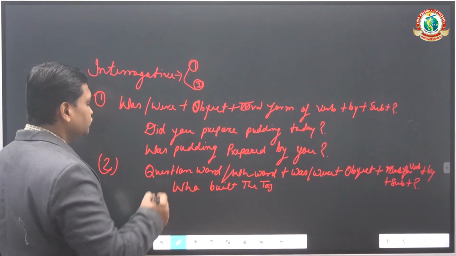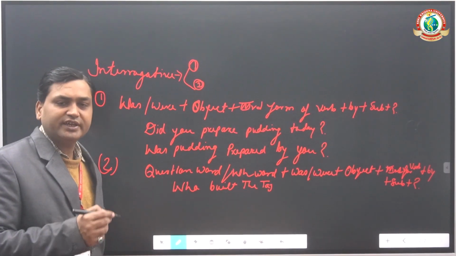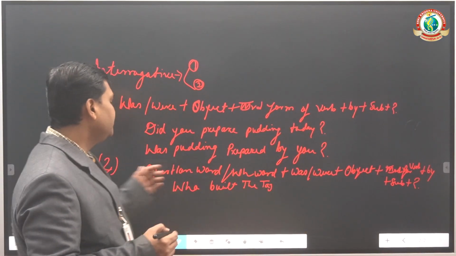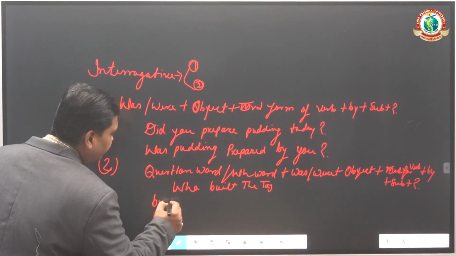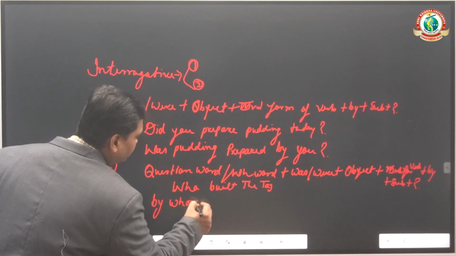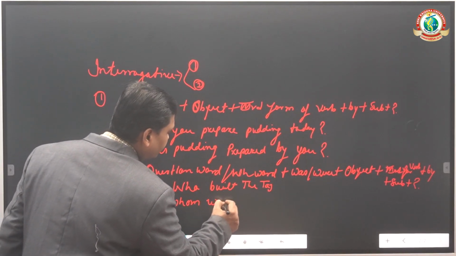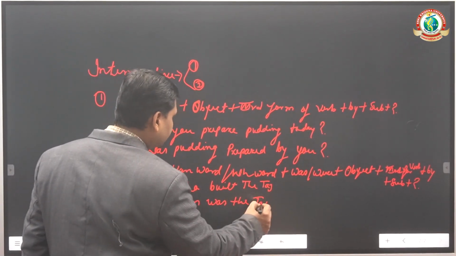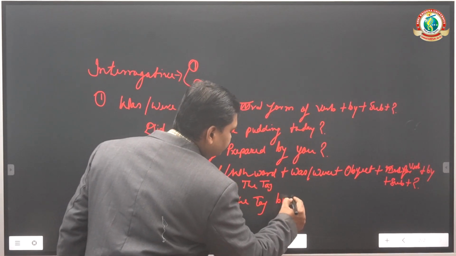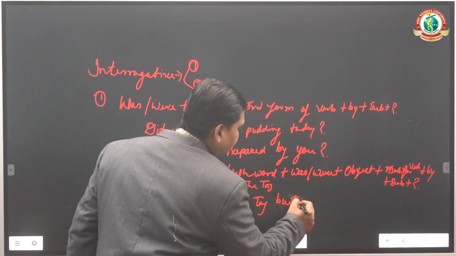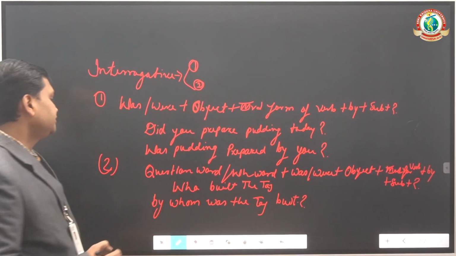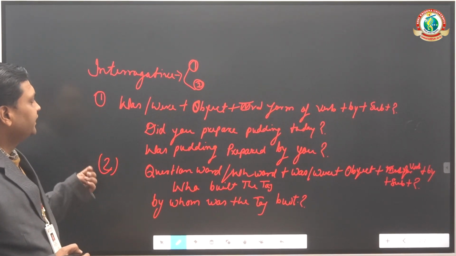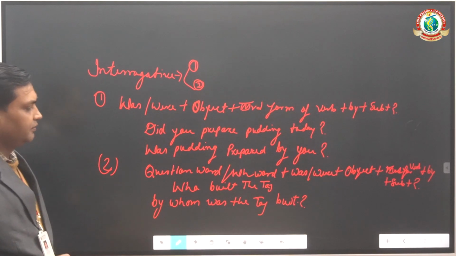First of all, the question word. In such a sentence in which there is who, we can add by whom at the end of the sentence or at the beginning. So this would be: by whom was the Taj built? Third form of build is built. So this is the passive voice of simple past indefinite, negative, and both interrogatives.